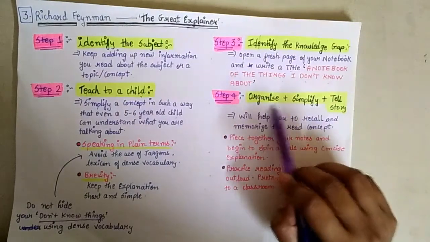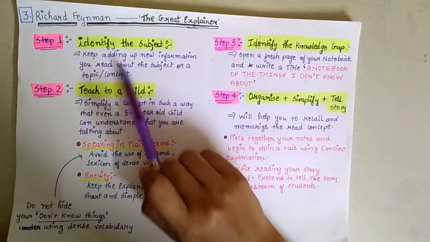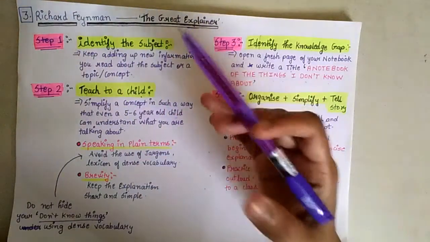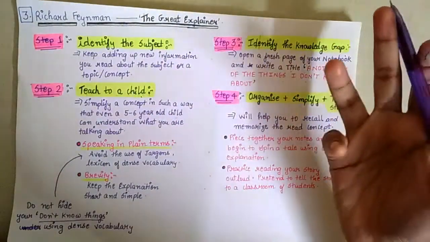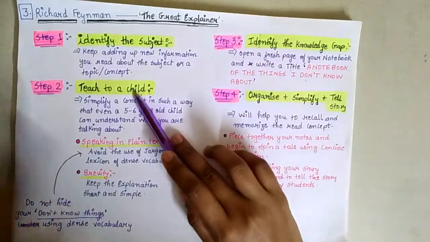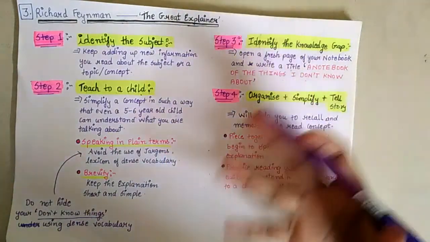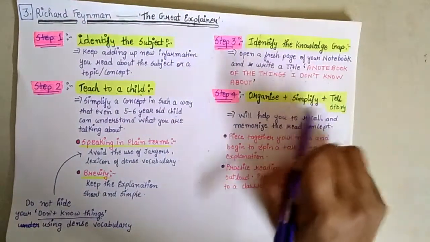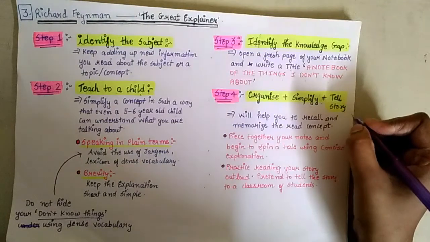Now, organizing is just what we understood in step 1, like keeping a notebook about a subject or a particular topic and keep adding that information. That is organizing your notes, and then simplifying it in such a way that you are explaining to a child. And then the new addition to it is to tell a story.